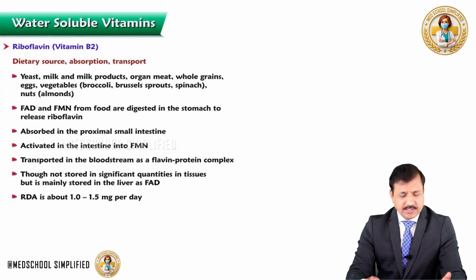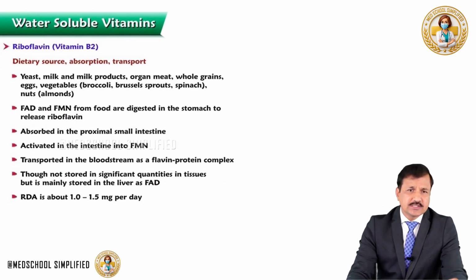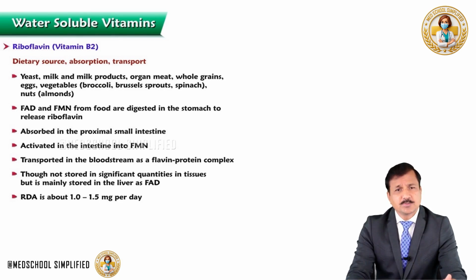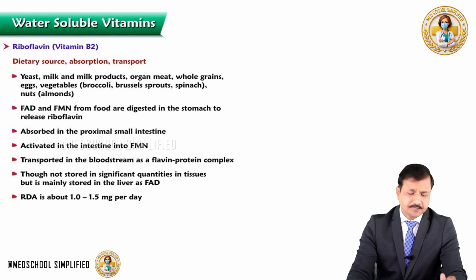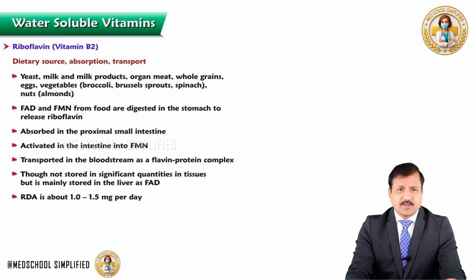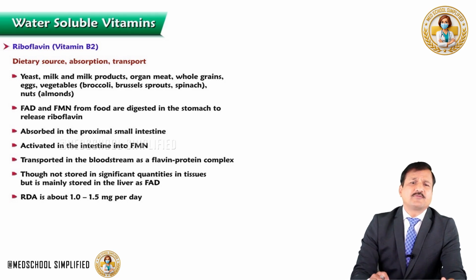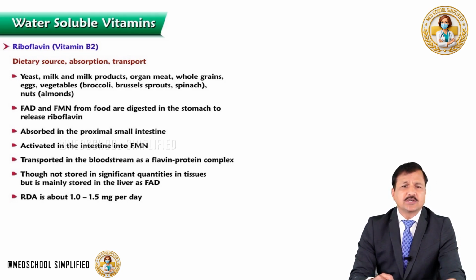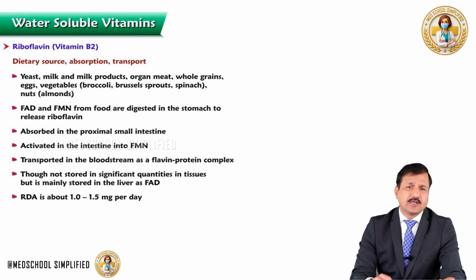Now let's move on to see what are the dietary sources, absorption and transport of riboflavin. A good source of riboflavin is milk and milk products, and a high concentration of riboflavin is also seen in yeast, and a considerable amount of riboflavin is present in organ meat, whole grains, eggs, vegetables, nuts. Nuts are good sources of riboflavin. Coming to absorption and transport.